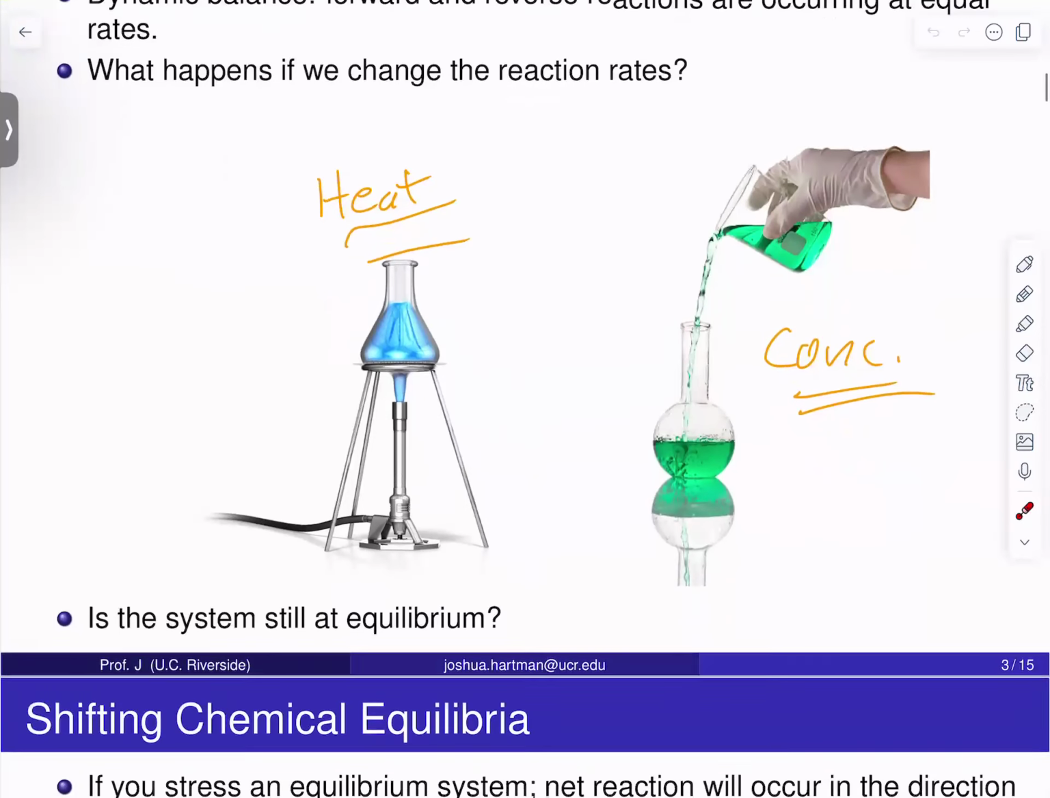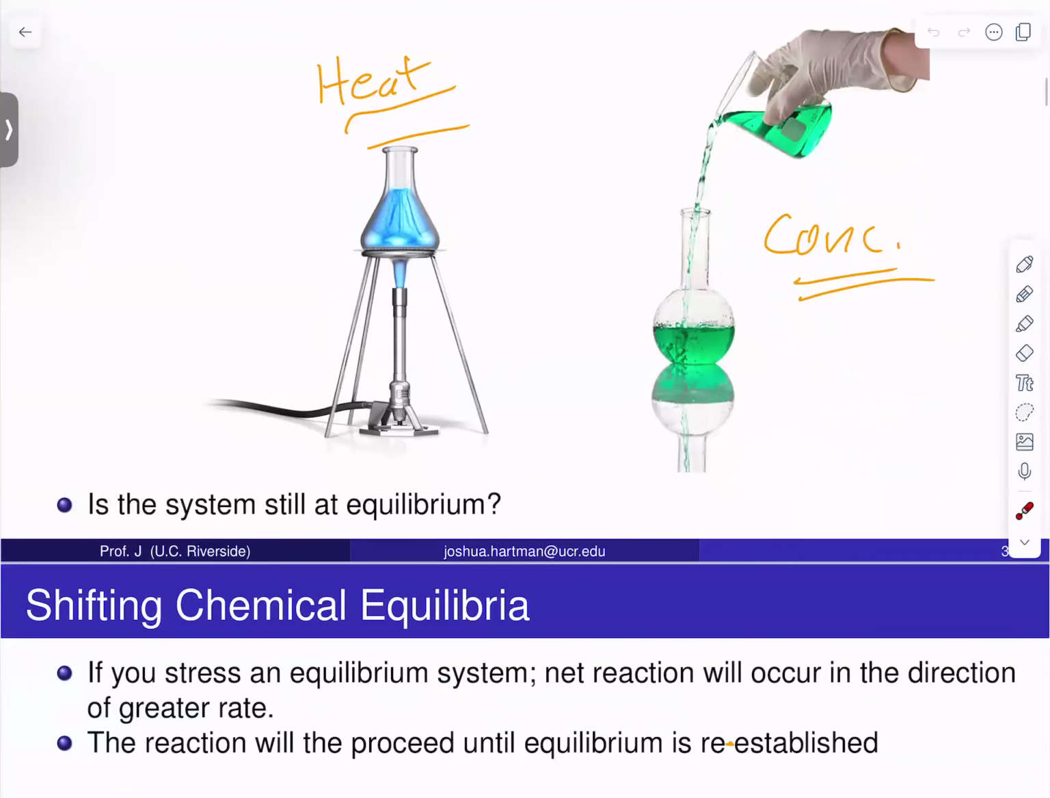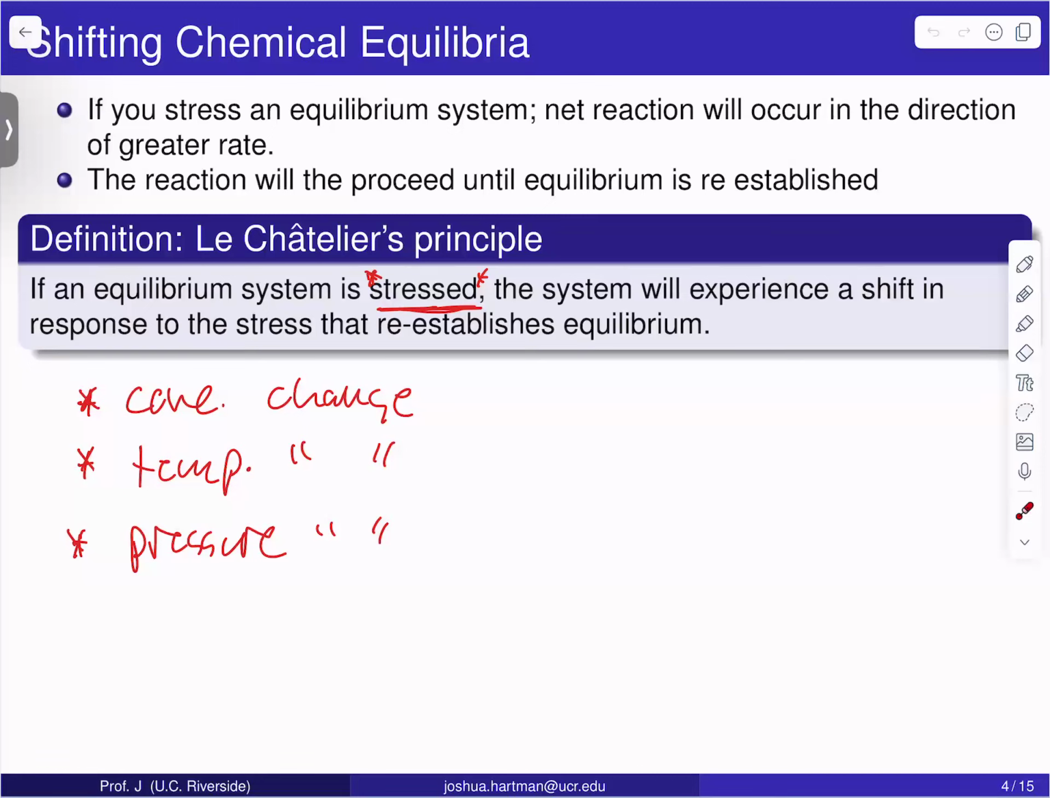Okay, so the answer to that is, of course, no. If you stress an equilibrium system by adding either heat or more reactants or products, there will be a net reaction. And that net reaction is going to occur in the direction of greater rate. And of course, this reaction will then proceed in a given net direction until the equilibrium is reestablished, which sums up Le Chatelier's principle.